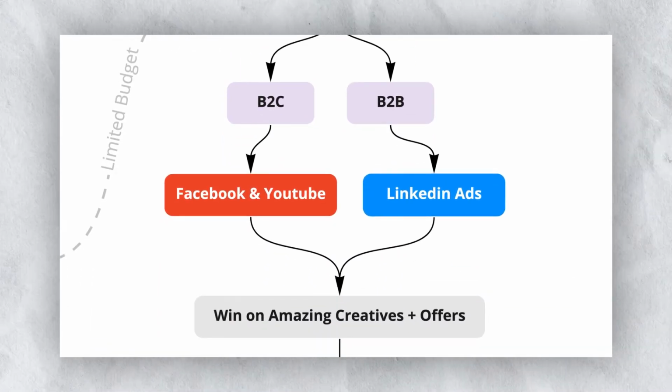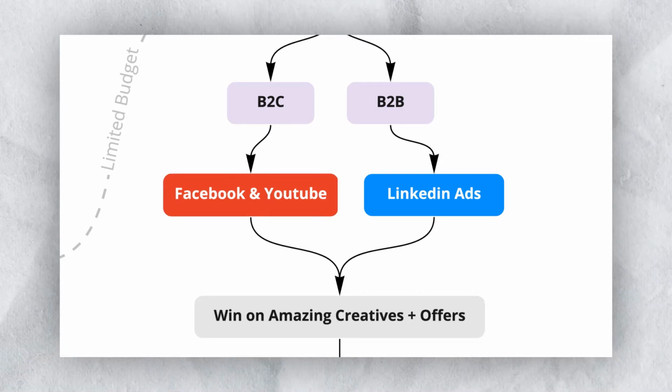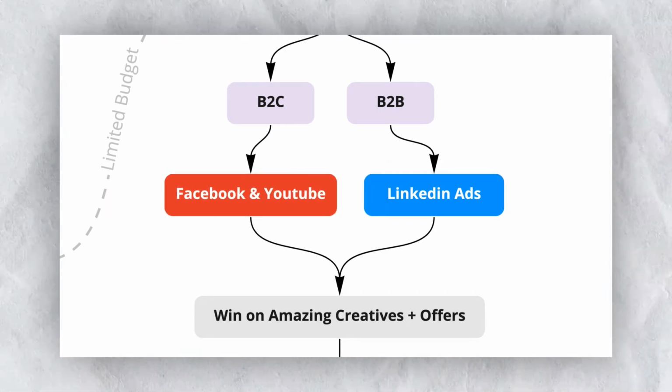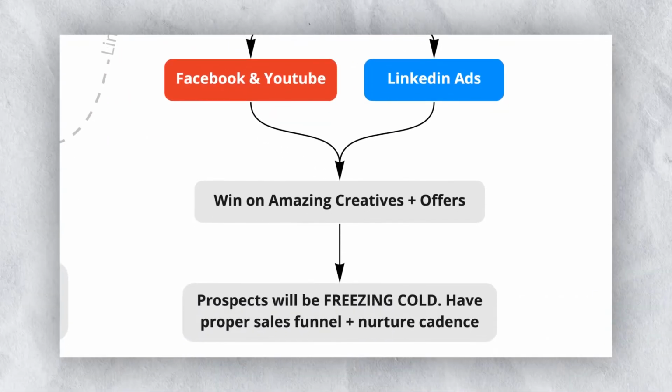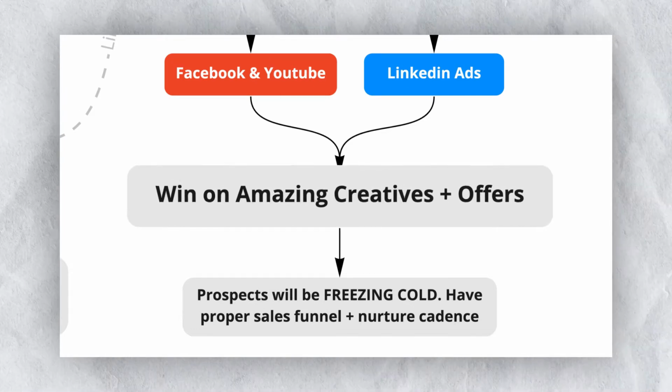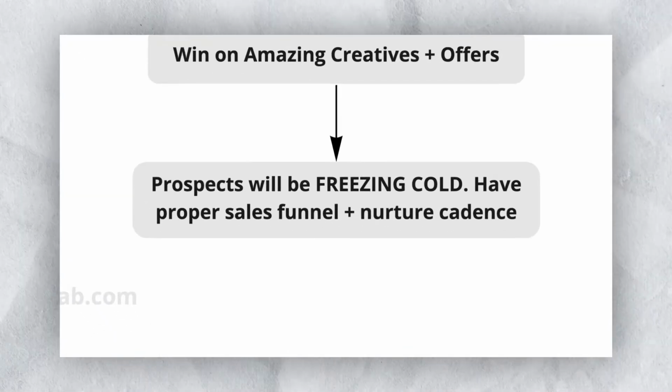So if it's B2B, typically start with LinkedIn. If it's B2C, you can do Facebook or YouTube. How you win on these platforms, though, is by having amazing creatives and an amazing offer. Keep in mind, prospects will be freezing cold. They're not looking for what you have to offer, so you need to warm them up with value, nurture sequences, and retargeting ads. Each ad platform has its own interest level that you can use to your advantage or disadvantage.